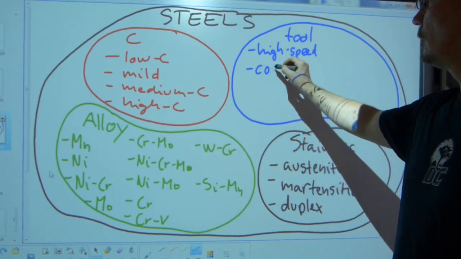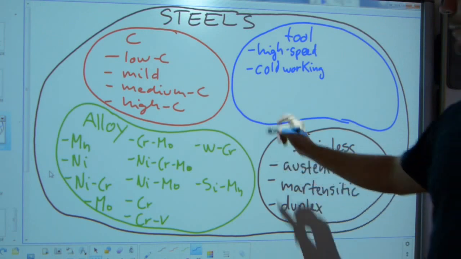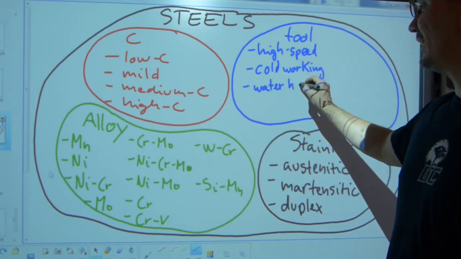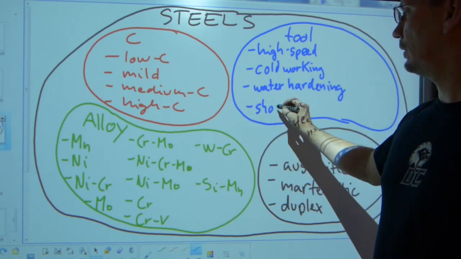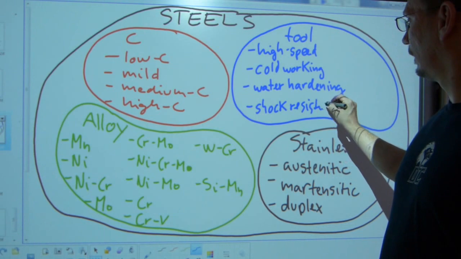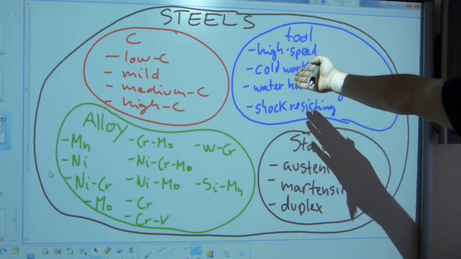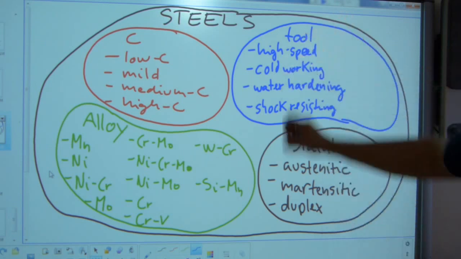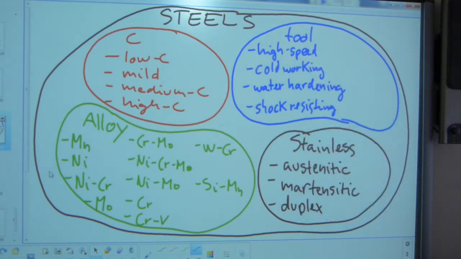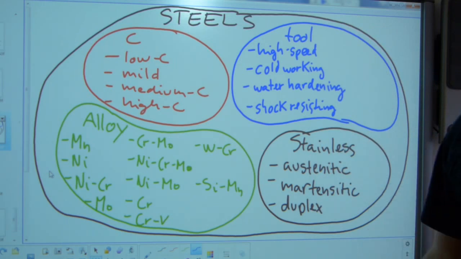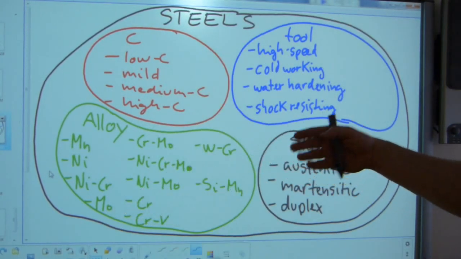The next group is cold working. And the next one I want to write up is water hardening, and the last one is shock resisting. Now there are other groups as well. There is also hot working as well as cold working and other groups. Don't worry about it, this will get you the idea. The first group, the high-speed tools, are designed and made to work at rotating workpieces such as on a lathe, whether it's woodworking or metalworking.